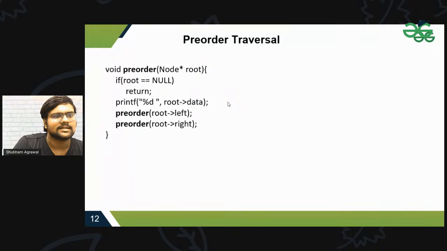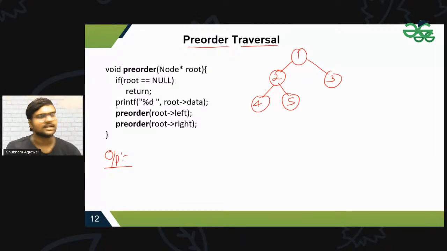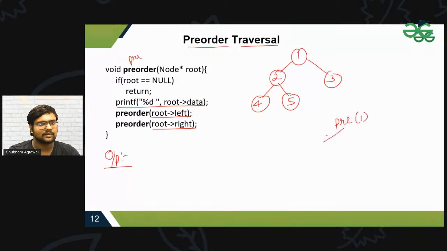So let's consider the same tree, with nodes 1, 2, 3, 4, 5, and here we are going to print the output. In pre-order, first we print the data, and then we recurse for the left subtree, and then we recurse for the right subtree. Let me just denote pre-order by pre. So we will call for pre of 1. First it will print data, so 1 will be printed, so our output will be 1. Then it will call for pre of left, which is 2.